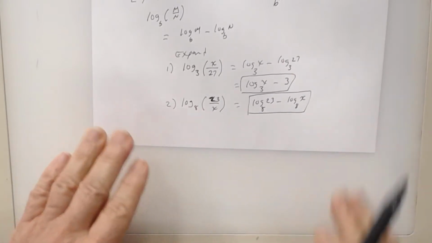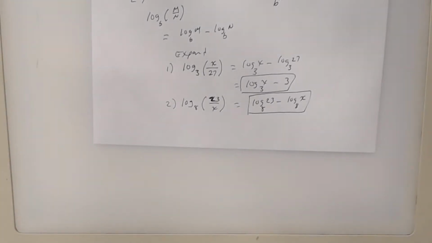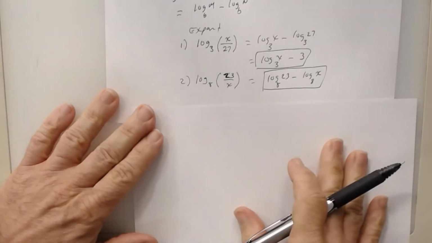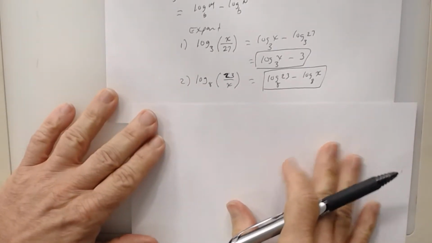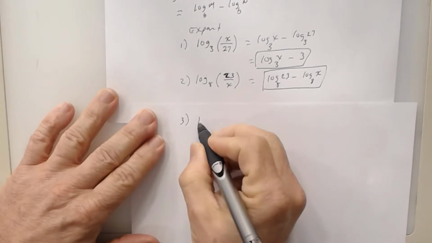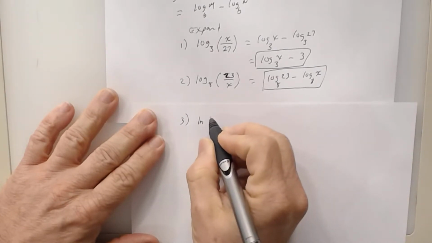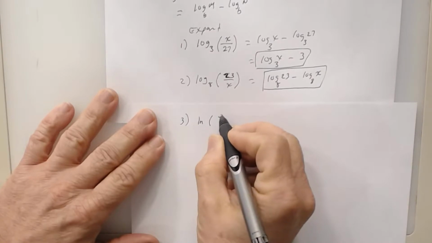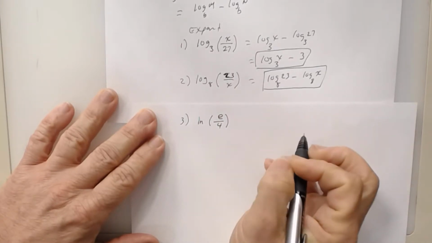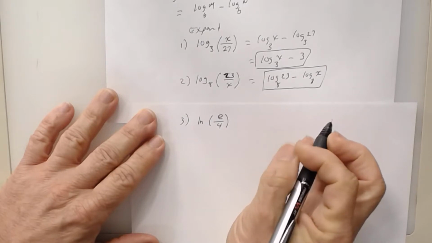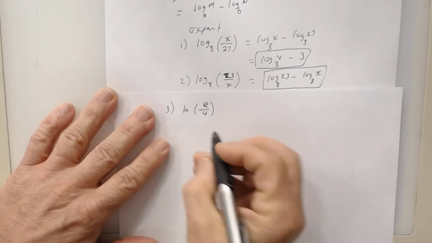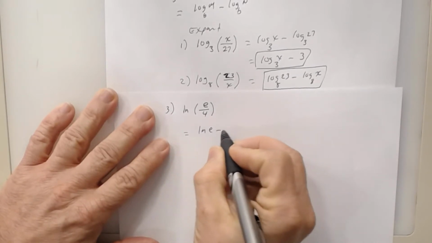Okay. Number 3. Suppose we had this one. Suppose we had the natural log of e divided by 4. The natural log of e divided by 4. How are you going to write that first of all? Natural log of e minus the natural log of 4. Y'all agree?